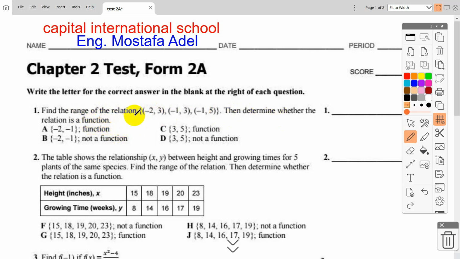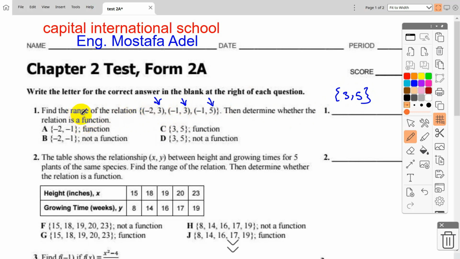I'll start with the first part, which is to find the range. I look at the y coordinate, which is 3, 3, 5. So the range will be the set of 3 and 5. Notice that I wrote 3 only one time. Remember, in order to find the range, I take a look at the y coordinate, but in order to find the domain, I take a look at the x coordinate.